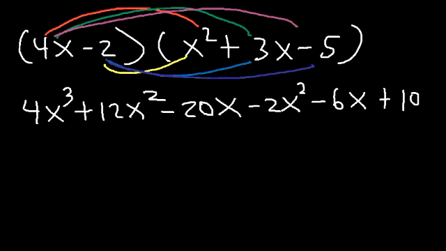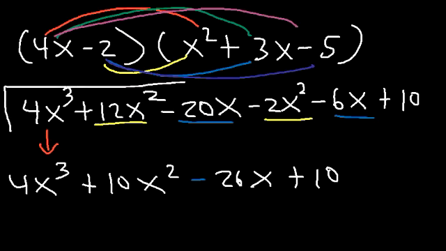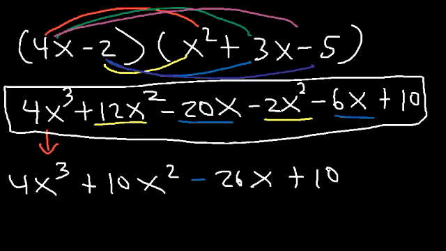Now let's go ahead and combine like terms. It's always good to double check your work. So this term is one of a kind, so let's simply rewrite it. These two are like terms. 12 minus 2 is 10. And these two are like terms. Negative 20 minus 6 is negative 26x, plus 10. But as you can see, before we combine like terms, notice that we have a total of 6 terms initially. Anytime you multiply a binomial by a trinomial, you will initially get 6 terms.